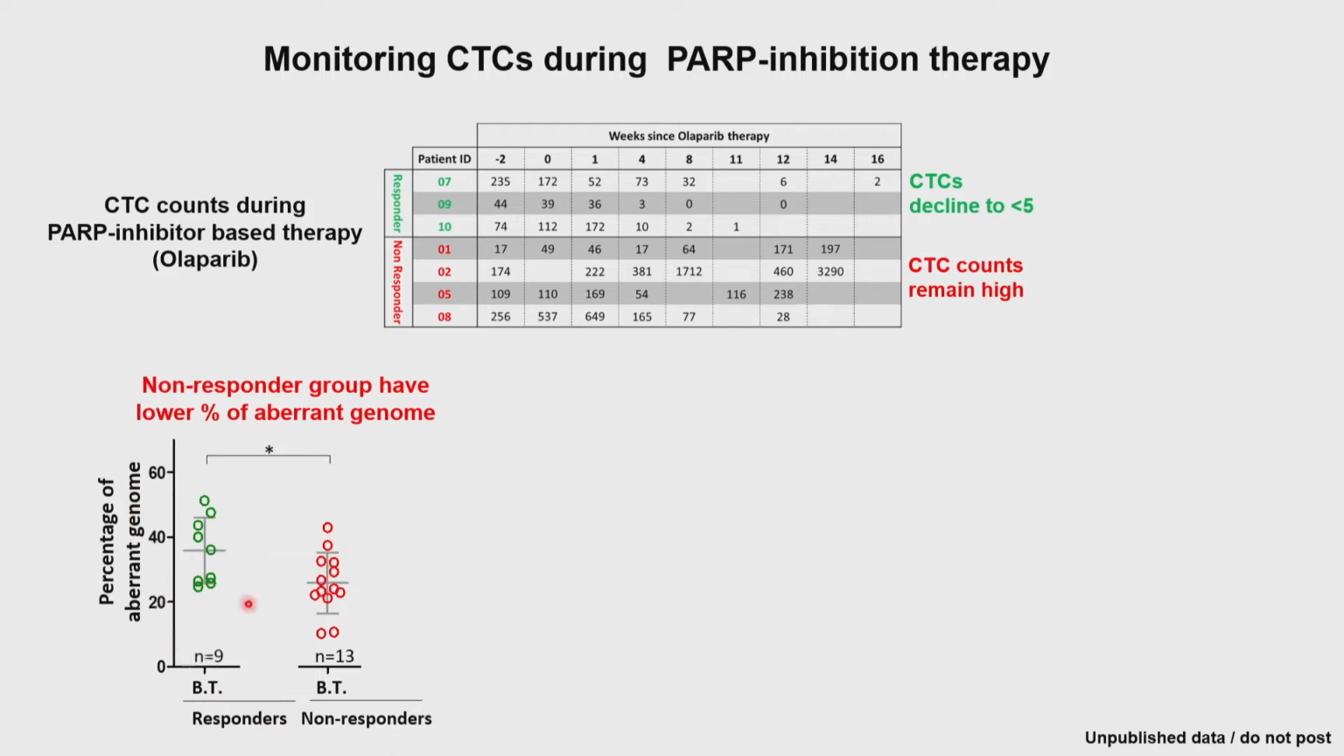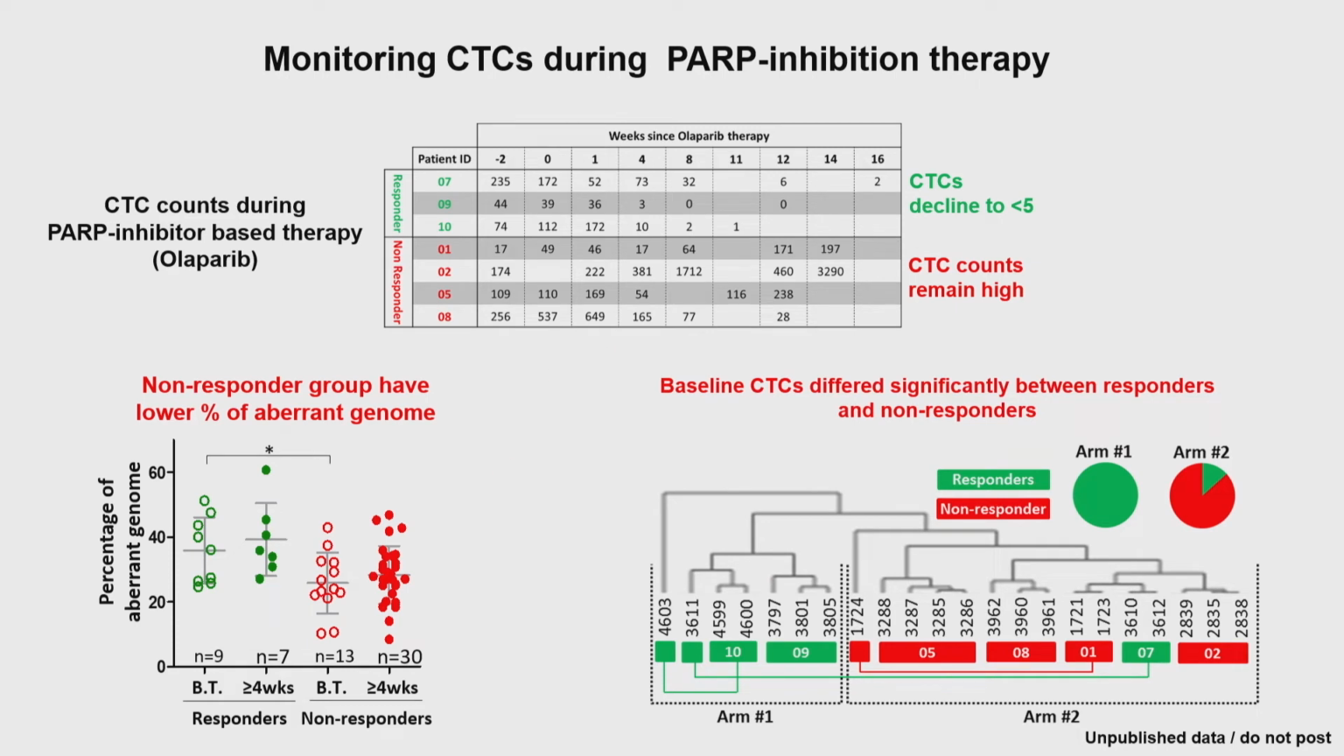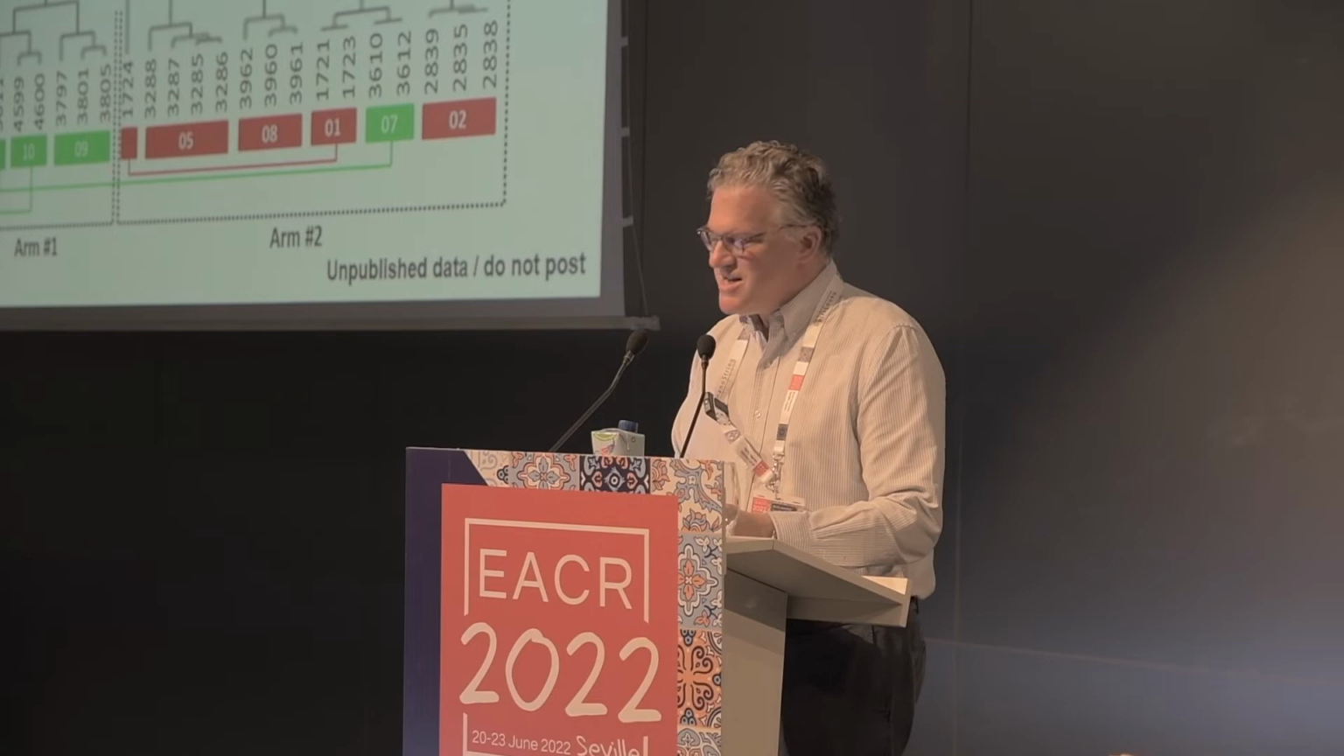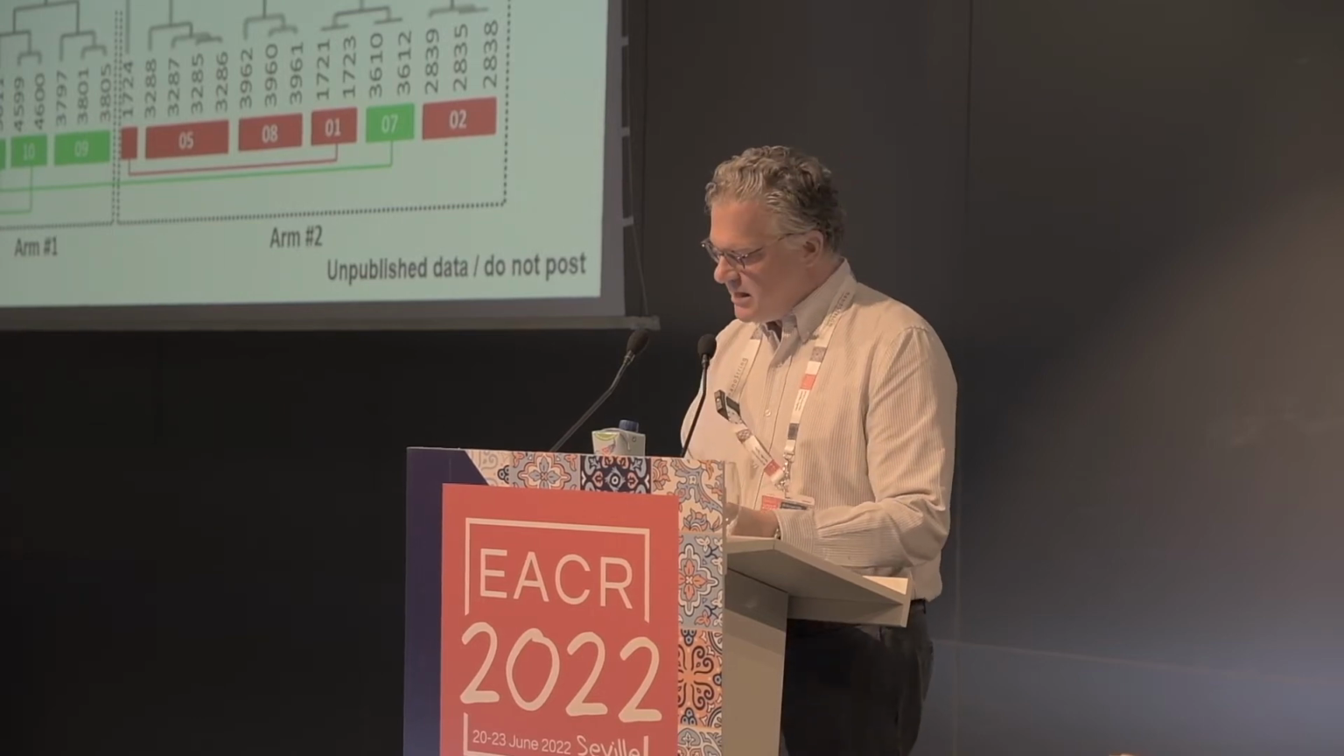When we then did the genomics, first with array-CGH, we could observe that the percentage of aberrant genome of the CTCs of the patients that responded was significantly higher than in the non-responders, which is intuitive, I think, in this PARP inhibition therapy. The hierarchical cluster analysis also separated the CTCs from responders compared to the non-responders. So that was, for us, interesting to see, but of course we were much more interested in what is going on during the therapy, especially in the non-responders.